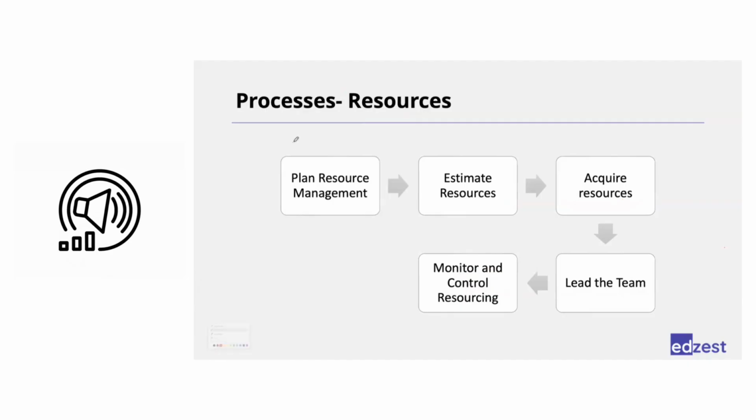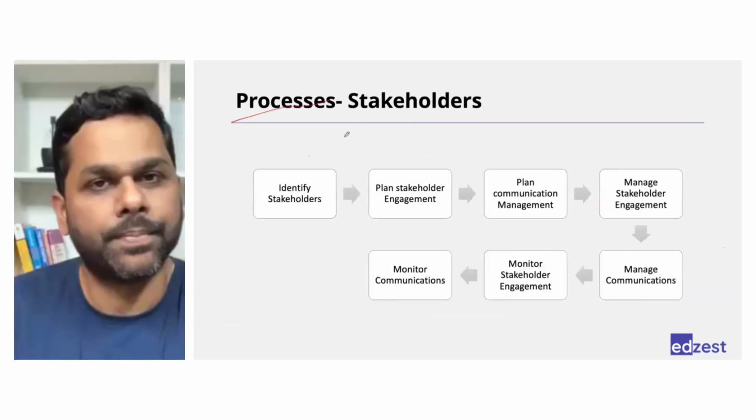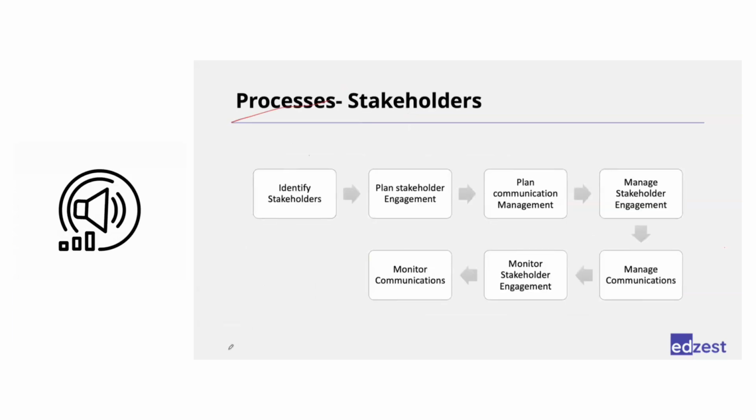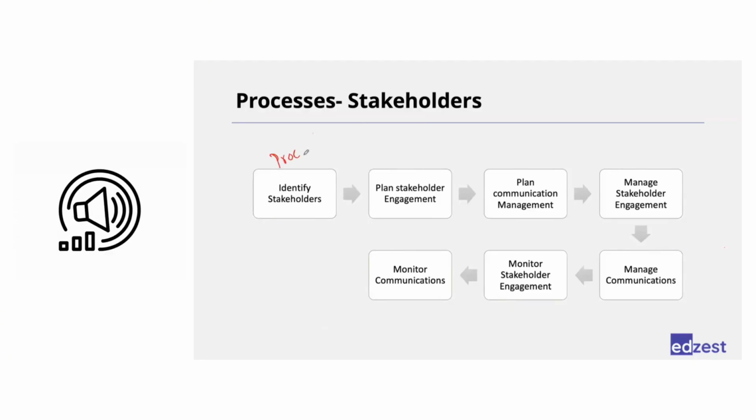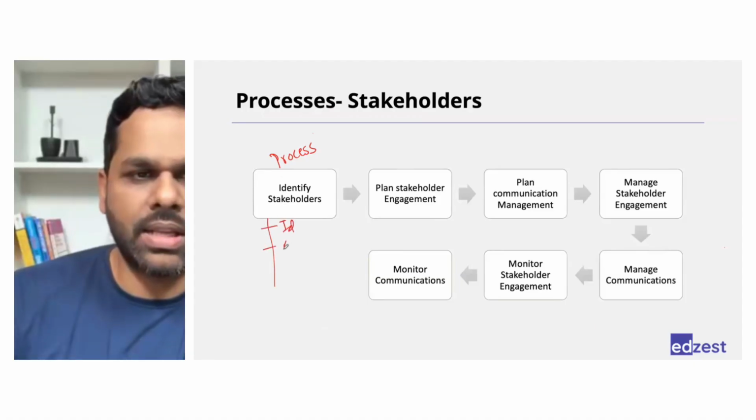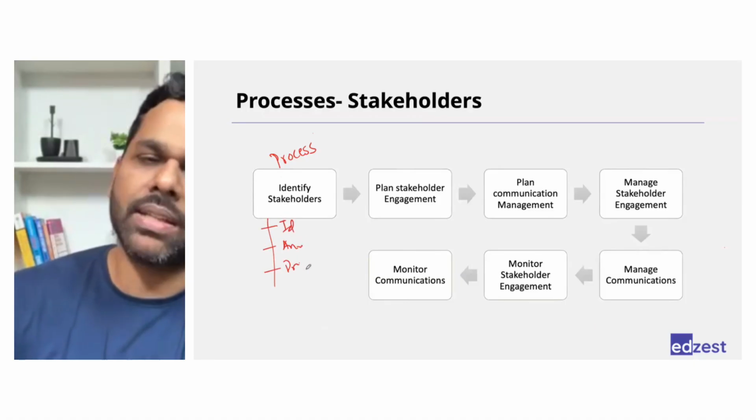Amit, in the previous slide, the stakeholder engagement one, can you go back, please? Yeah, this one. So the first step is identify stakeholders, right? And identify stakeholders consists of identifying them and analyzing them as well, correct? It is not a separate step. You see, it's not a step, it's a process. In a process, you will have multiple activities. One is identifying them, another is analyzing them, third is prioritizing them, right?